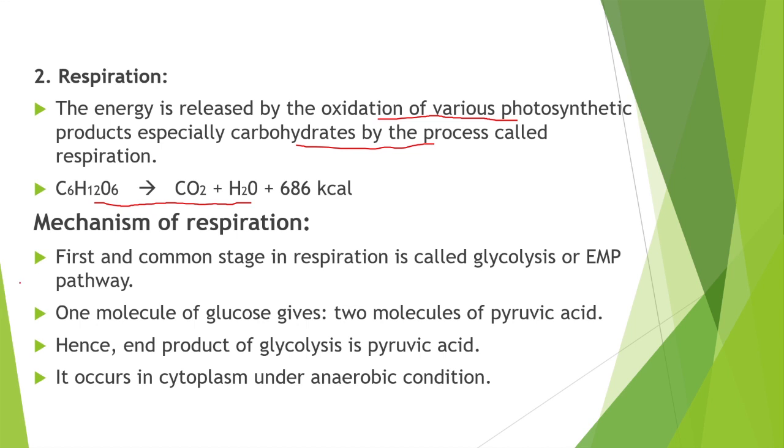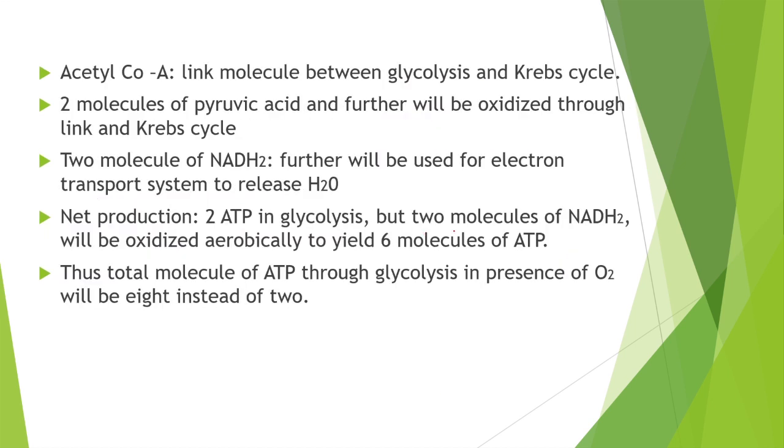The first and common step in respiration is called glycolysis or the EMP pathway, the Embden, Meyerhof and Parnas pathway. One molecule of glucose gives two molecules of pyruvic acid. Hence, the end product of glycolysis is pyruvic acid. It occurs in the cytoplasm under anaerobic condition. This glycolysis cycle is common for both aerobic and anaerobic respiration.